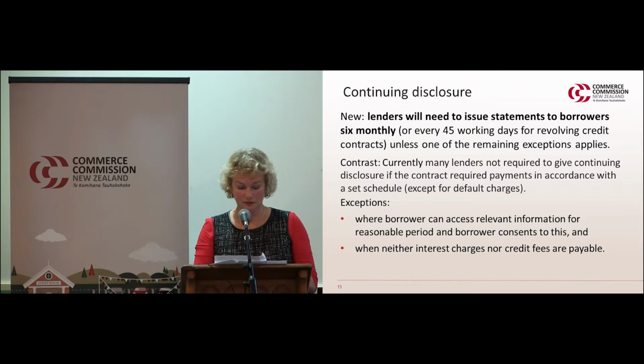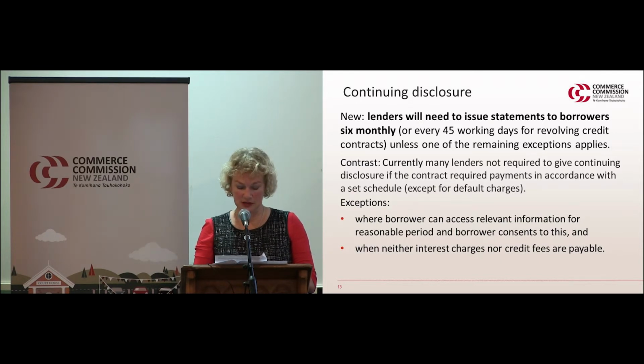Continuing disclosure. So under the existing Act, many lenders do not need to provide continuing disclosure to borrowers if the contract requires payments in accordance with a set schedule. Now this exemption has now been removed. This only applies to new contracts that are entered into after the 6th of June. So lenders, for those new contracts after 6th of June, will need to issue continuing disclosure statements to borrowers every 6 months or every 45 working days in the case of revolving credit contracts, unless their situation falls under one of the remaining exemptions.